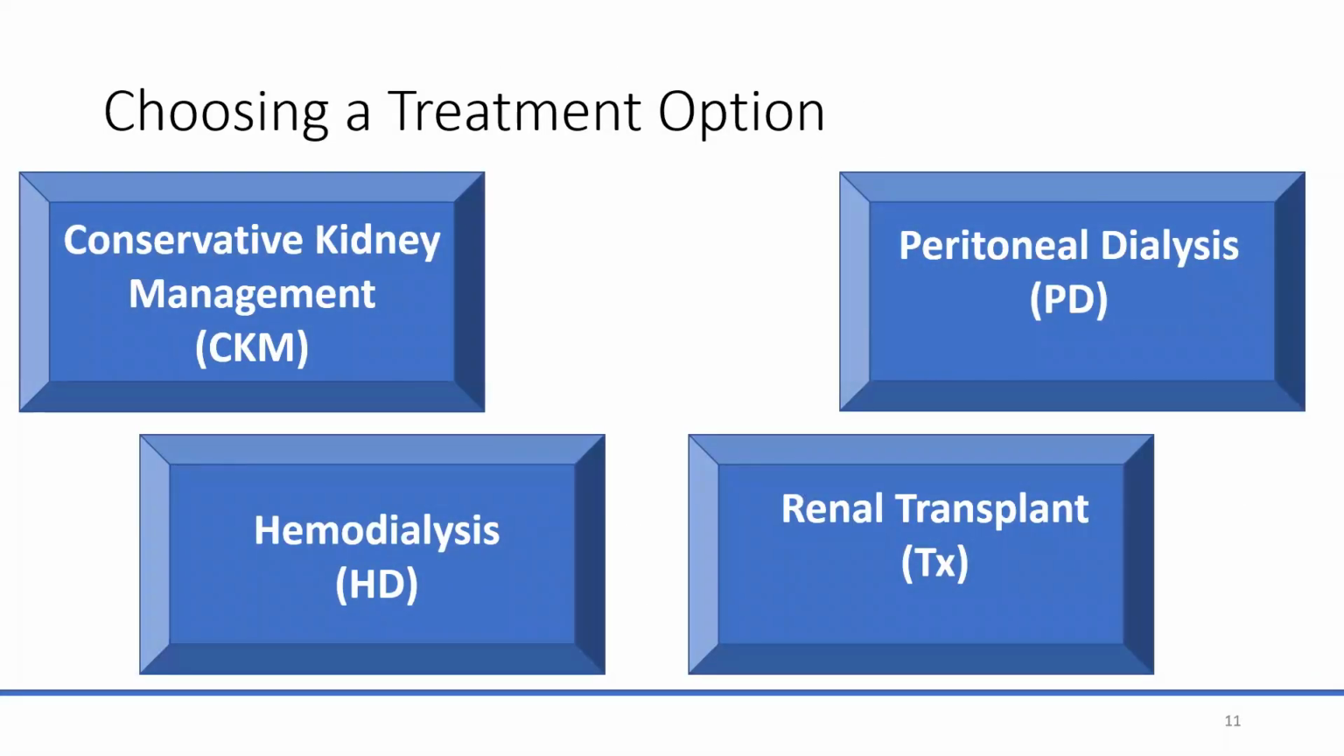So when it comes to choosing a treatment option or discussing your treatment options, there are 4 big options for treatment when your kidneys are not working as well as they should. And these are in no particular order. The first, however, is conservative kidney management, or sometimes we abbreviate things to CKM. Second is peritoneal dialysis, or PD. The third is hemodialysis, or HD. And the fourth is kidney transplant, which we usually abbreviate to TX, but we always say kidney transplant. So we're going to go through each of these 4 options in a bit more detail.